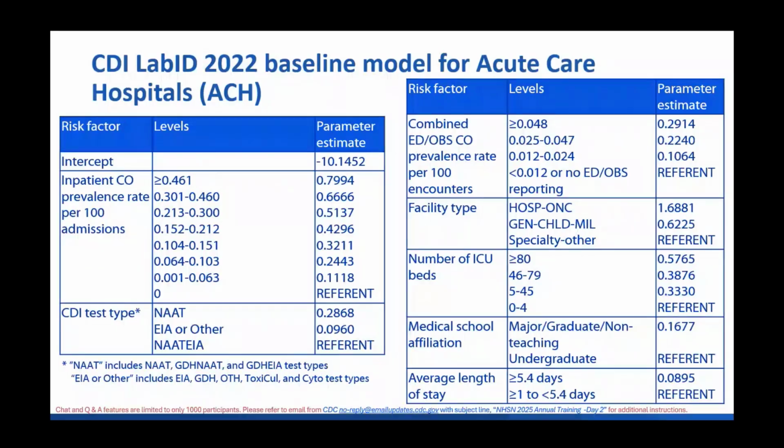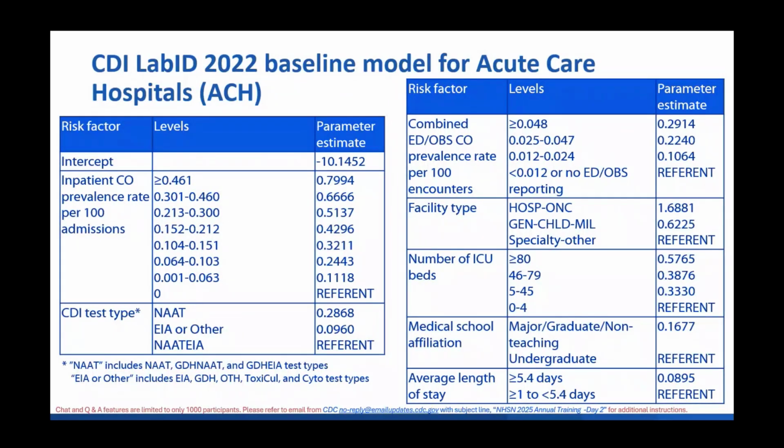So there's some things I'm going to highlight here. The first row, you'll see it says intercept and there's no levels. In all of our calculations, when we deal with risk models, we always start with the intercept. It's in every calculation we use, and it's kind of the starting point value that we're working off of. If we drop to the next row below, the inpatient CO prevalence rate per 100 admissions, you will see that there's various levels that this takes on. It takes on 8 different levels, ranging from 0 all the way to greater than or equal to 0.461.